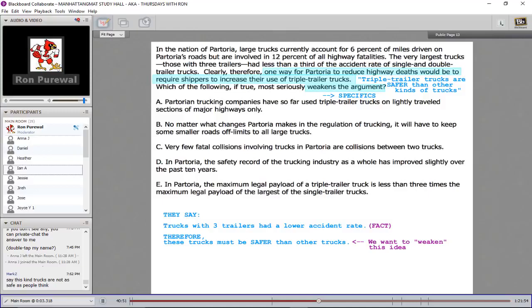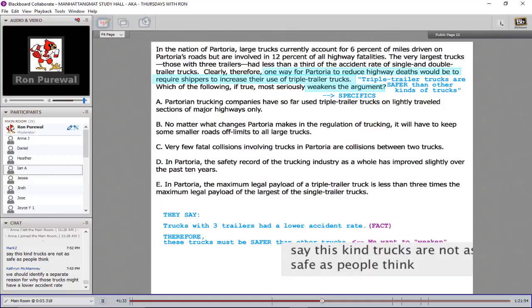Okay, so say they're not as safe as people think, but you can't just say that, because you still have this statistic. You have to do something with that. Don't forget what these arguments are. They're not going to just contradict what they have said. There are a couple of important things to say about this. What Catherine said is exactly correct, so we'll get there in a second.